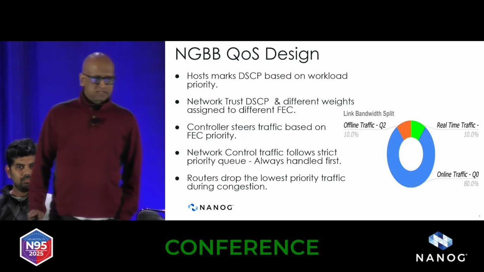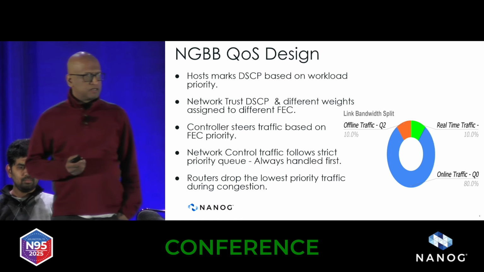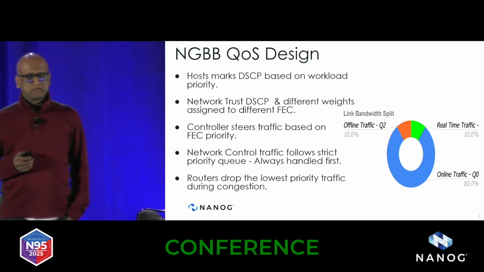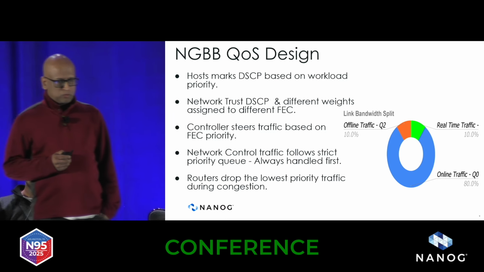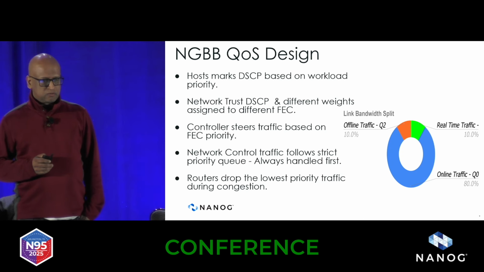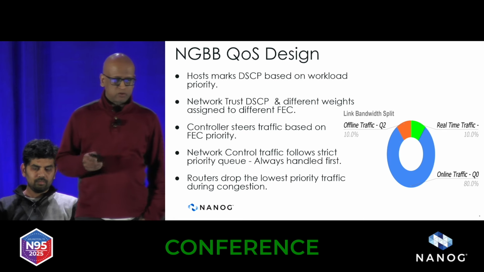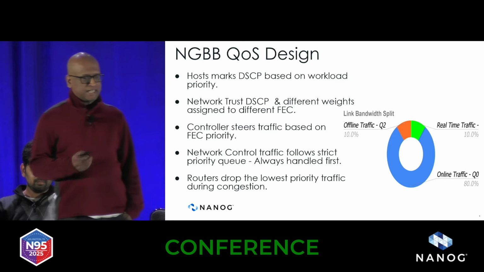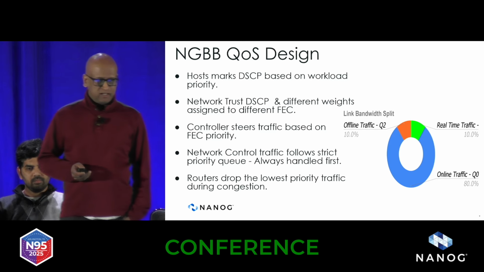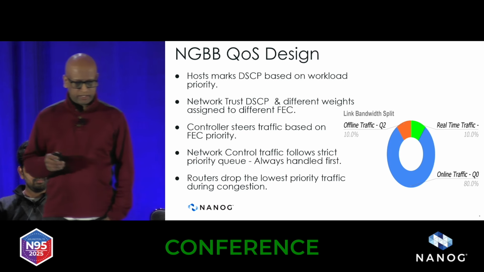So QoS is an integral part of this whole design, right? The ability for the backbone to prioritize traffic based on business priority was critical. So what we did is we managed the networking on the host. We marked the DSCP packet based on the workload priority, and the data center network trusts the DSCP. And the controller steers the traffic based on the priority.